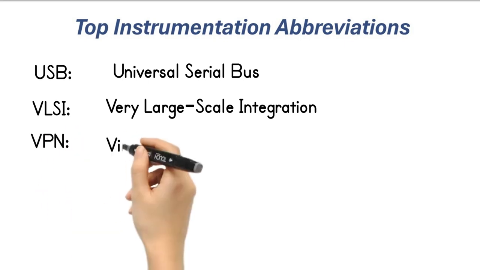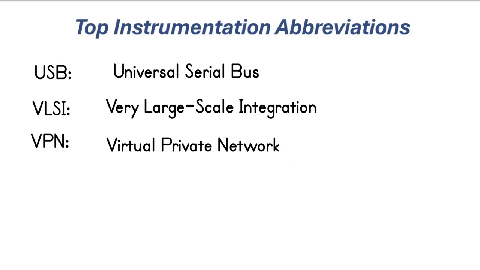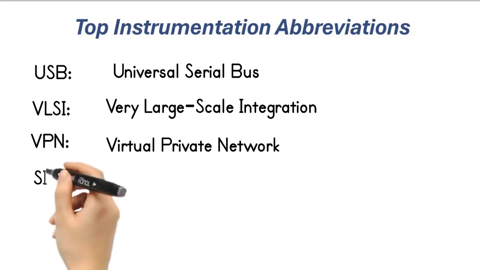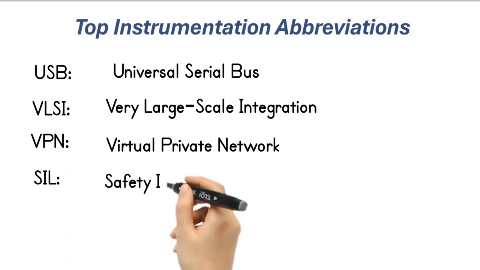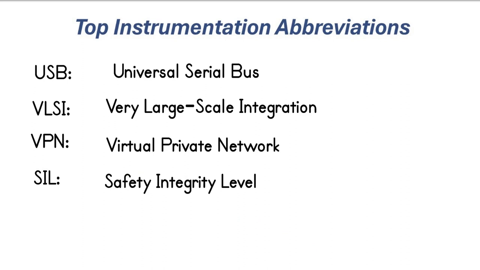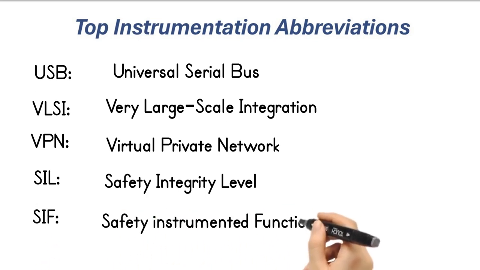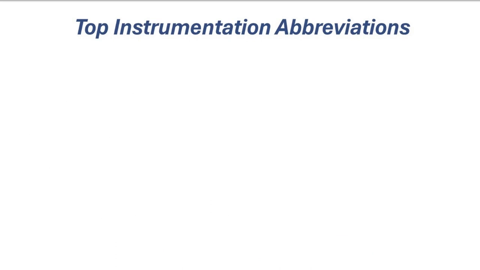VPN. VPN stands for Virtual Private Network, a technology that extends a private network across a public network, allowing users to send and receive data across shared or public networks as if their computing devices were directly connected to the private network. SIL. SIL stands for Safety Integrity Level. It's a measure of a safety system's performance, particularly its probability of failure on demand. SIF. SIF stands for Safety Instrumented Function, a set of equipment that reduces the risk of a specific hazard.